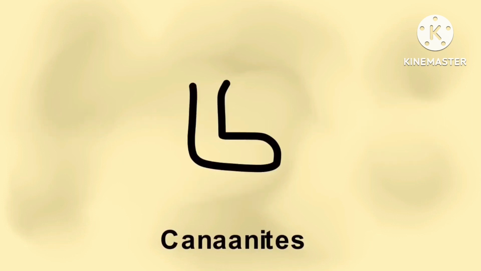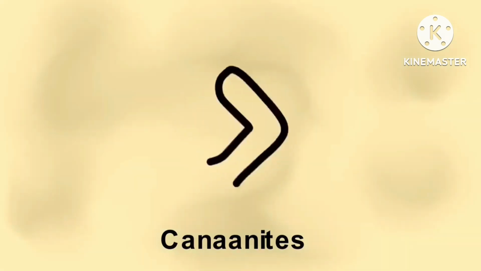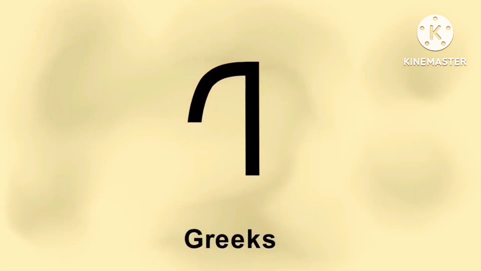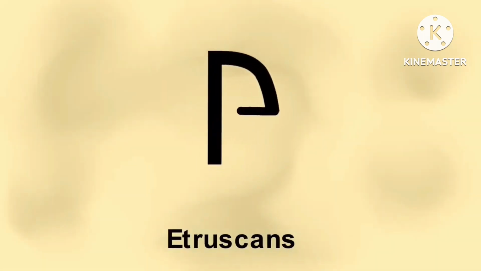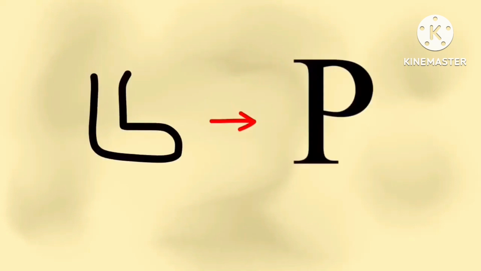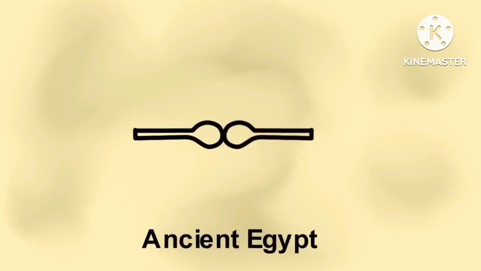The Canaanites created this one without the help of the Egyptians. This is a corner. It became the letter P. The word corner is pe. This one is a native word of the Canaanites.